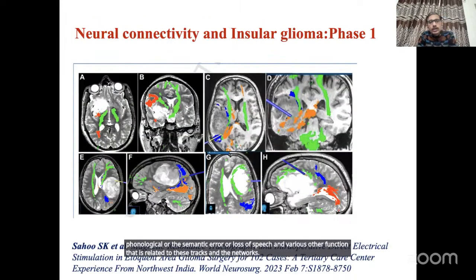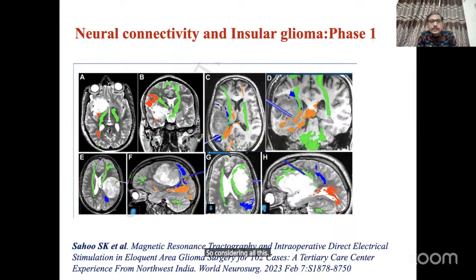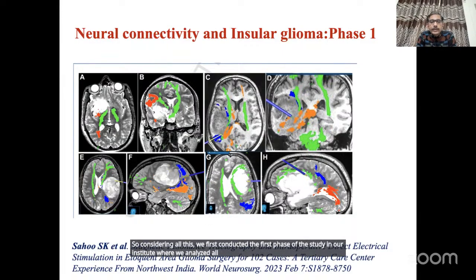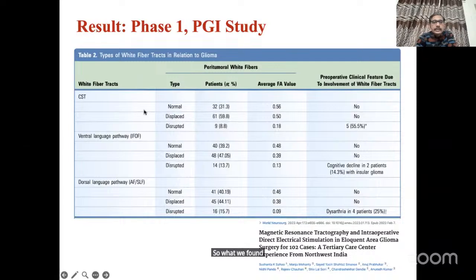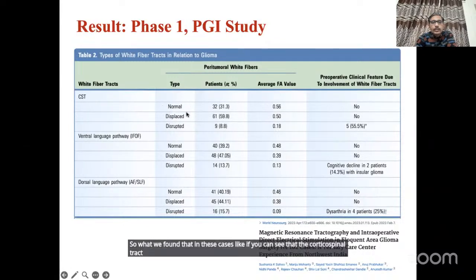So considering all this, we first conducted the first phase of a study in our institute, where we analyzed the white fiber tracts in relation to the insular glioma. In this first phase, we included almost 52 patients with insular glioma, and we found that the majority of the fibers are either normal or displaced. In very few cases, these fibers were disrupted. As you can see, the corticospinal tract is normal in the majority of cases, and in a few cases it may be displaced.